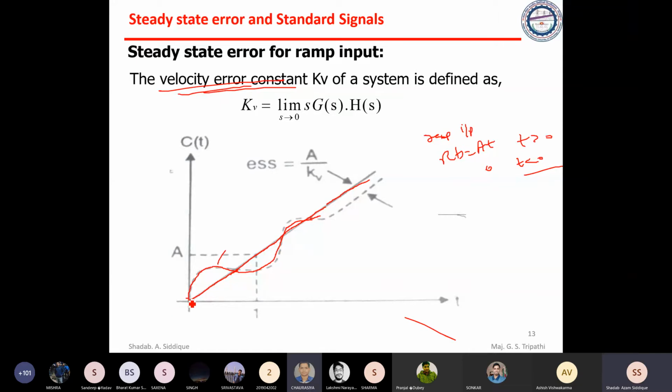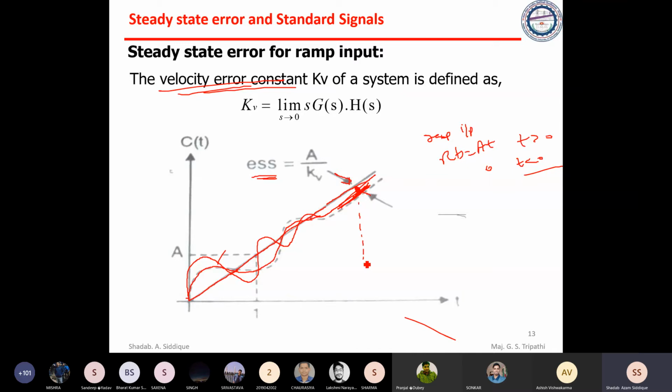So if this is the response, again it depends on the zeta value. It is decaying, and it will settle down to a particular value. This is the steady state value, and at this steady state, this is the error we are getting. So this error is nothing but the steady state error.